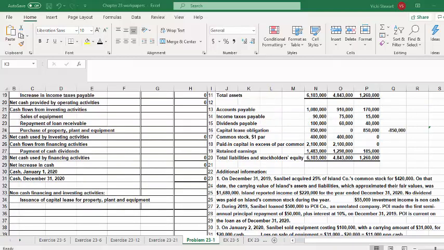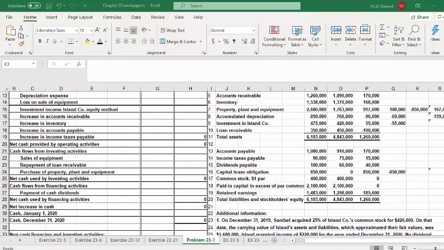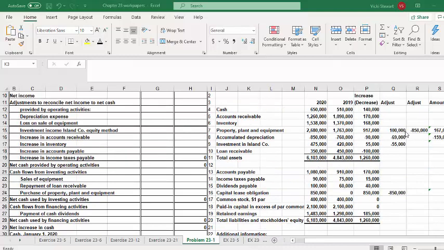So on our comparative balance sheet, when we have a sale of equipment like this, we're going to have to add that back to the change in the equipment account, because remember, when we sell equipment, we would have credited property, plant, and equipment for that $100,000. And we're going to have to get back to the amount that we actually paid cash for.